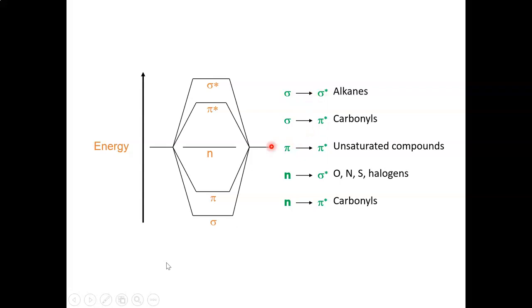Sigma to pi star is in compounds that have sigma and double bonds. All molecules have sigma bonds, but not all molecules have pi bonds and not all molecules have n electrons. The third one is from pi to pi star. This is for unsaturated compounds, double and triple bonds, or carbonyl, C double bond O can also be there. Then we have n to sigma star, and n to pi star.